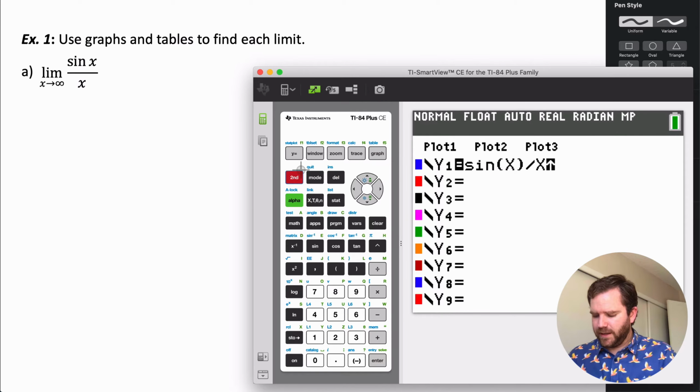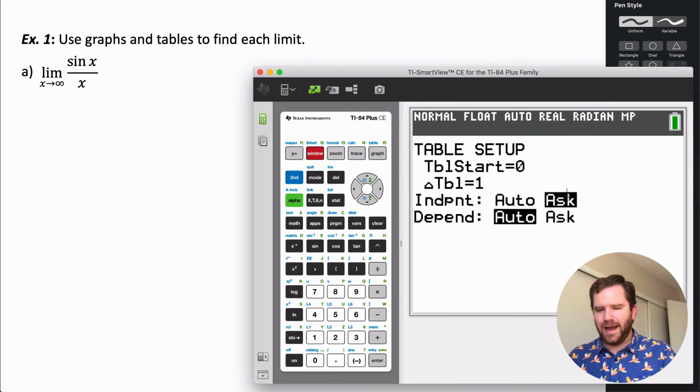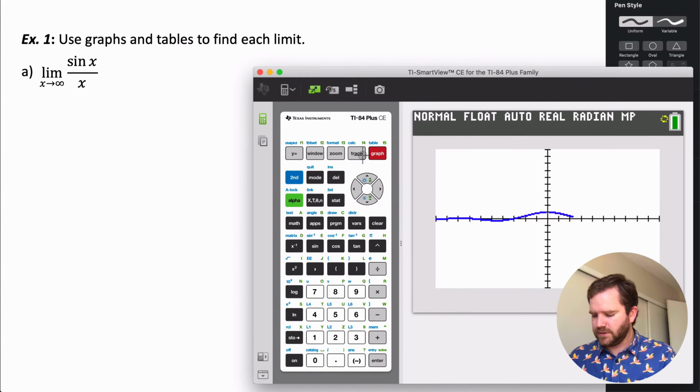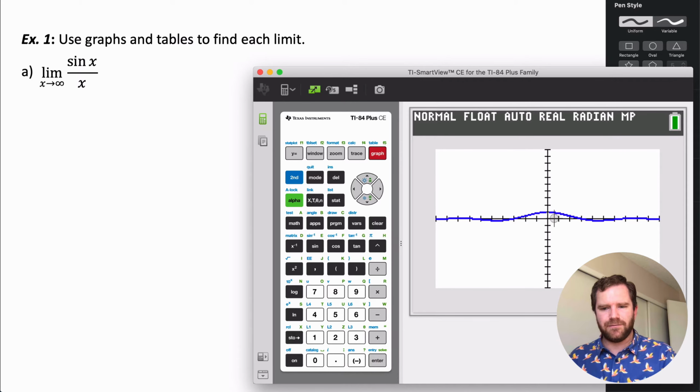Now again, remember in our table, we want it to be asking us for our independent variable. So you can go second window into table set and have it ask. And let's go ahead and look at our table. Actually, first let's just look at the graph. So this is what the graph looks like. It kind of has this little bump here in the middle, and then it kind of oscillates about the x-axis.